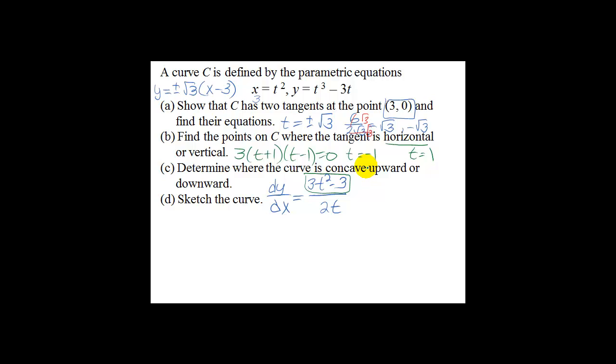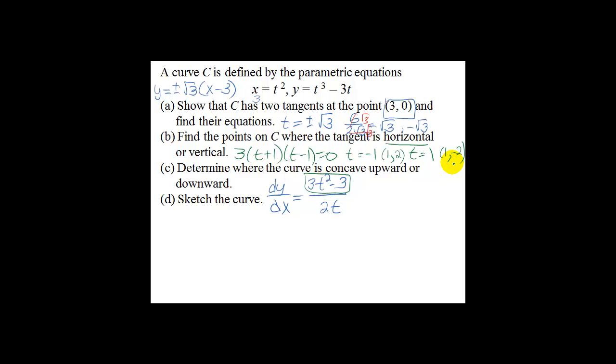So these are our horizontals, and we can substitute those in to figure out at what point that would happen. If t were negative 1, negative 1 squared is 1, so that's going to be at the point x equals 1, and y would be negative 1 plus 3, so at the point (1, 2). Now if t were 1, that's going to be at the point (1, negative 2). So we've got horizontal tangents at both of those points.